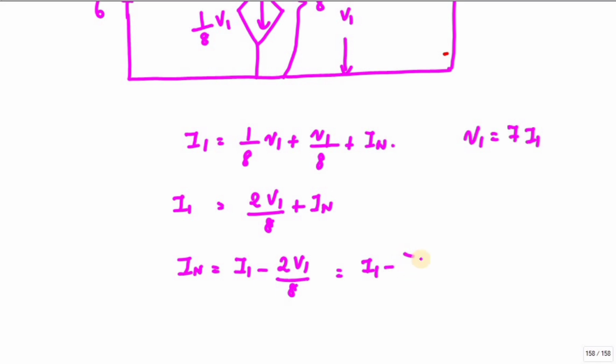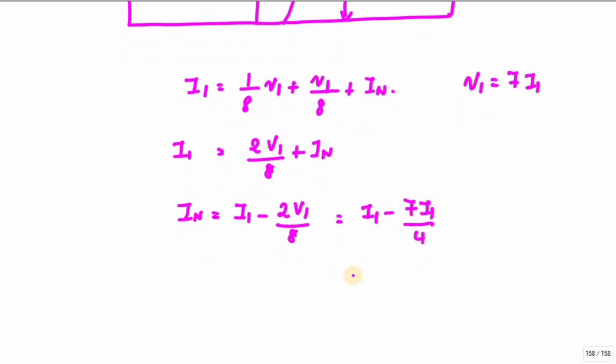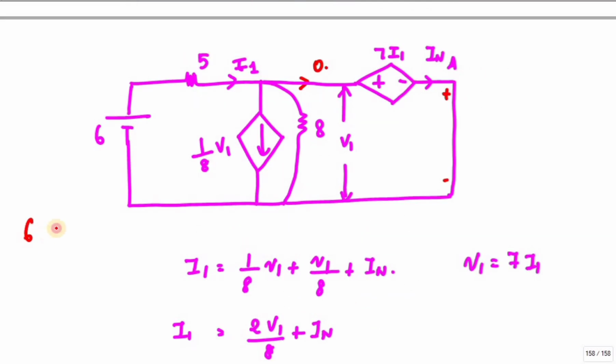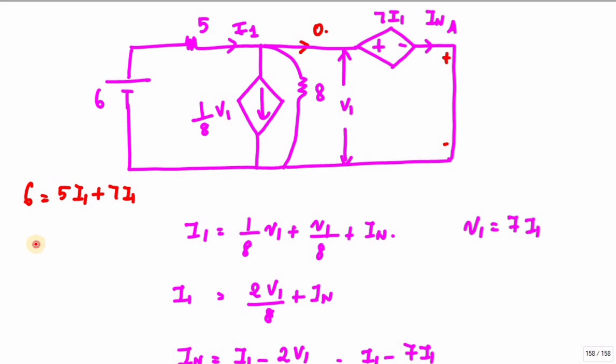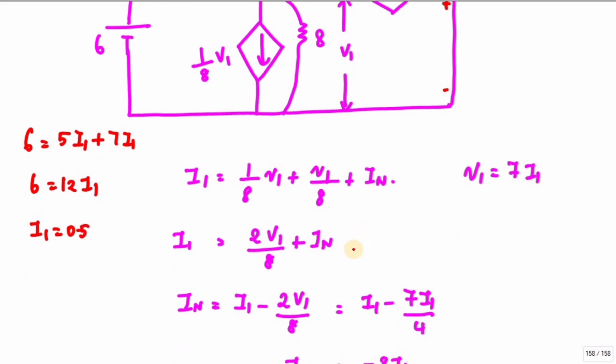So now I can write I1 minus 7I1 divided by 4. So that is equal to minus 3I1 divided by 4. That is your IN, right? So by applying the voltage mesh analysis, 6 is equal to 5I1 plus 7I1. So that is equal to 12I1, right? So I1 is equal to 0.5.